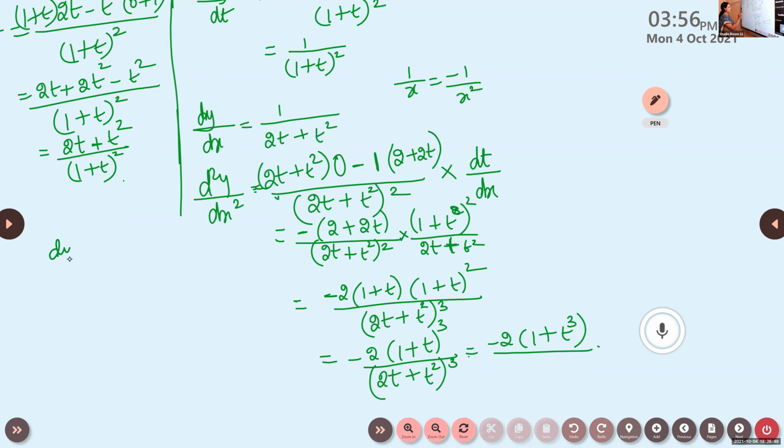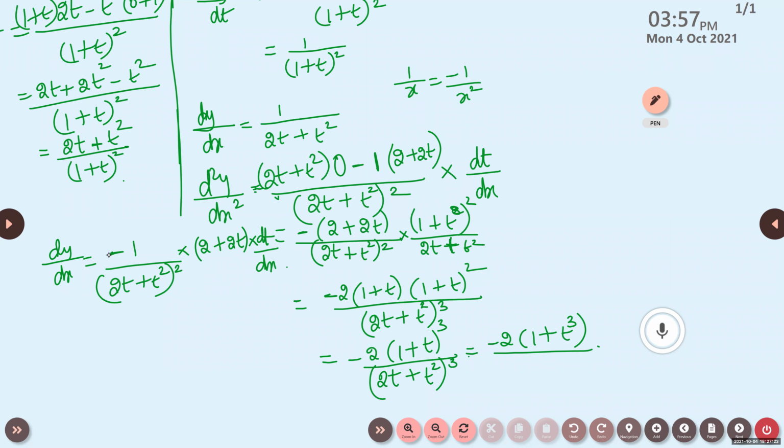What is the derivative of 1 by x? If I use that method, the derivative of 1 by x is minus 1 by x square, into, when you differentiate 2t plus t square, you'll get 2 plus 2t into dt by dx. There also you have to do the same. In the place of x, we have another function, 2t plus t square. If you differentiate, it is 2 plus 2t into dt by dx. Is it okay? Yes, ma'am. So anyhow, if you do it in this way or that way, the final answer will be the same.